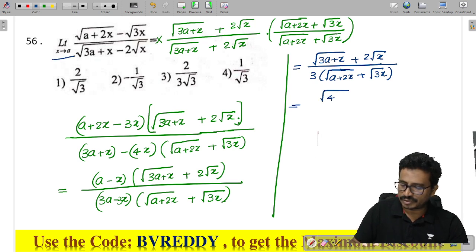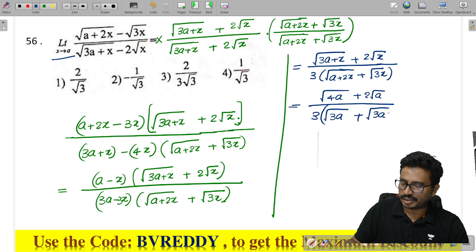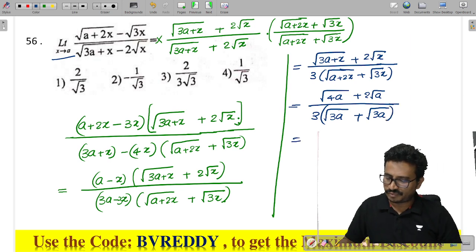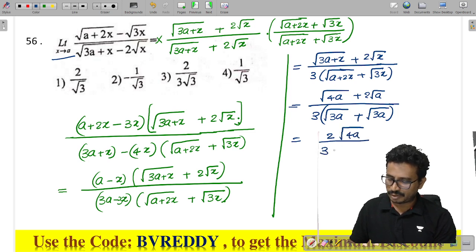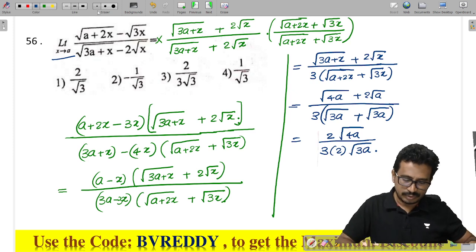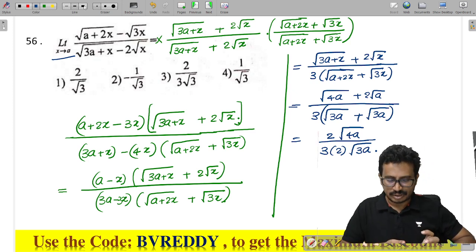So which is given as 4a plus 2 root a by 3 into, what do you tell me now here, square root of 3a plus square root of 3a. Okay, so if I take the 2 inside 4a, 4a plus 4a, that is 2 into root 4a by 3 into 2 into root 3a. Isn't it, all of you tell me? So then do simplify, get the cancellations now here. So you can see finally what answer will come, you tell me.